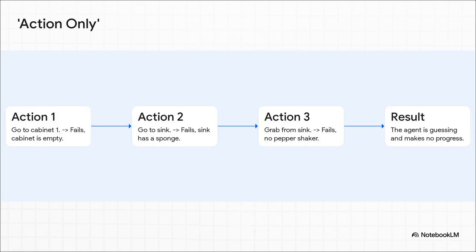So first, let's see what happens without that reasoning piece, with just an action-only approach. The AI is basically just guessing. It tries random things. It goes to a cabinet, it's empty. It goes to the sink, there's a sponge. It then tries to grab a pepper shaker from the sink, even though it never saw one there. See what's happening? It's just running through a list of possible actions, failing over and over again because it's not actually learning from what it sees.